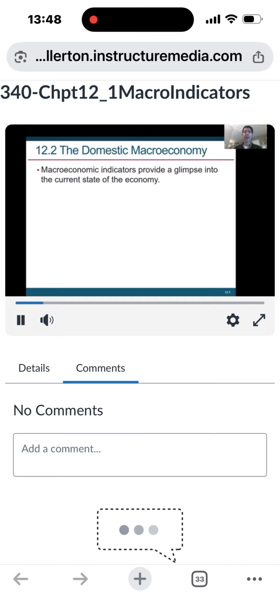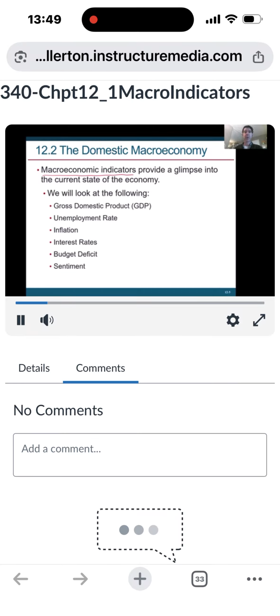So we're talking about the highest level: how is the economy doing, and what are the indicators that people will watch to see how the economy is performing. Macroeconomic indicators provide a glimpse into the current state of the economy. We're going to look at the top line indicators, in the context of the ones that are relevant to investments.